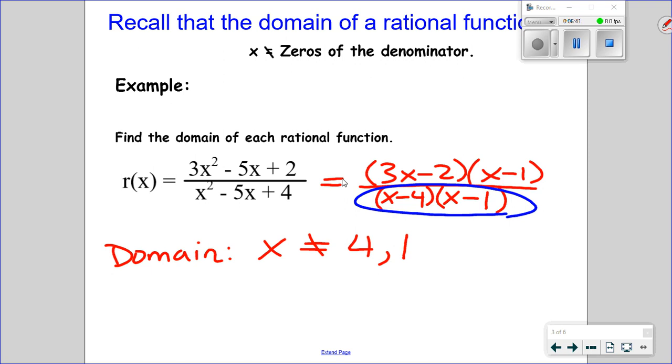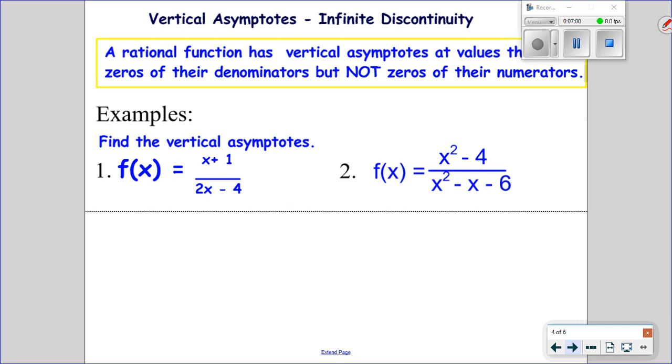So then our next goal would be, okay, what's happening in the graph at those values of x? Does the graph have a hole, which is a point discontinuity, or does the graph have a vertical asymptote, which is an infinite discontinuity? Well, let's see how we can figure that out. Let's start with vertical asymptotes.